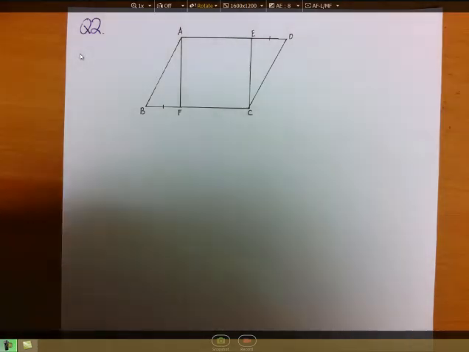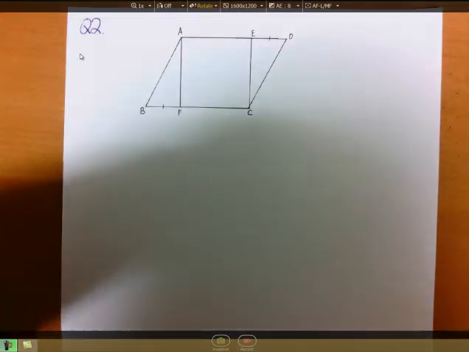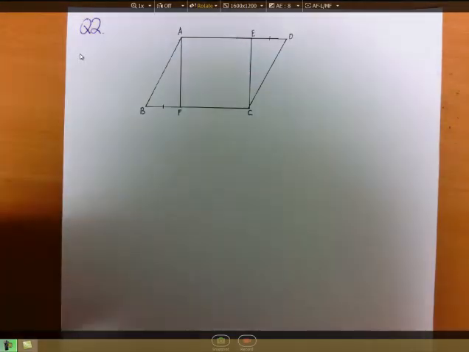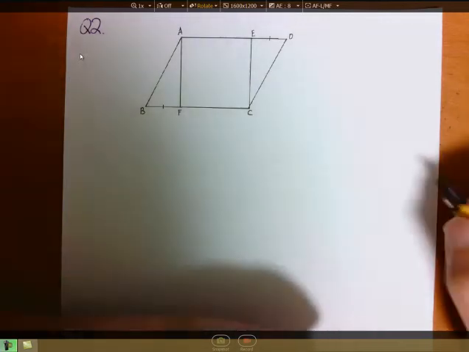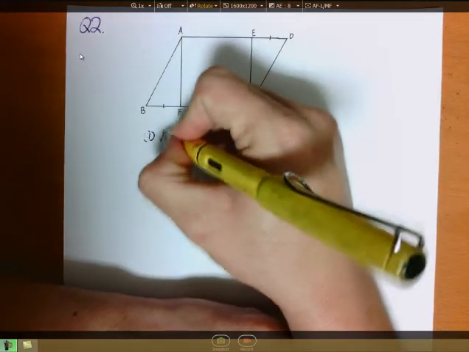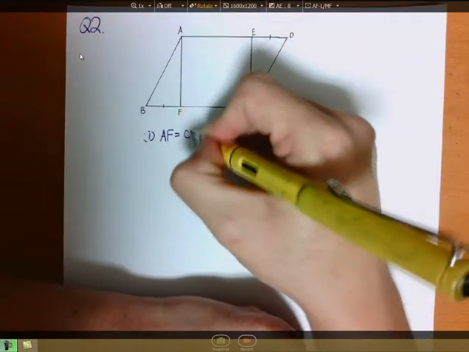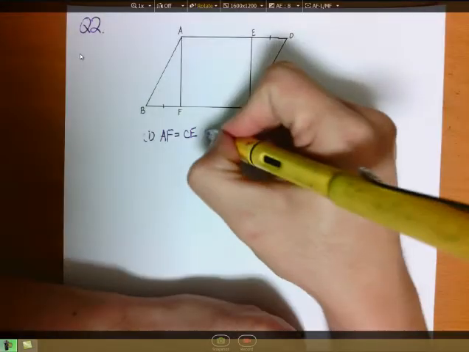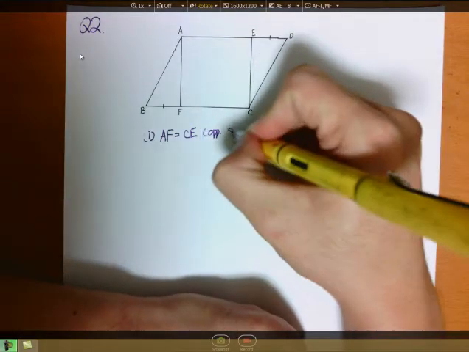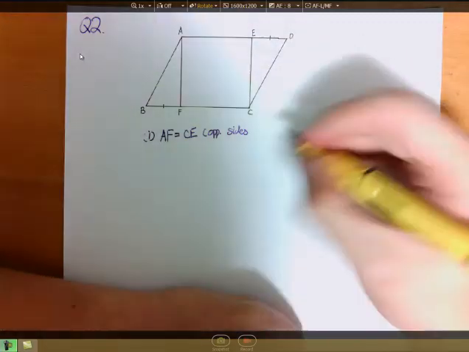Okay, we have exercise 10.2, question 2. The first question is to prove that triangle ABF is congruent to triangle CDE. First off, right off the bat, I know that AF equals CE, and this is because they are opposite sides of a square. It's given that AFCE is a square.